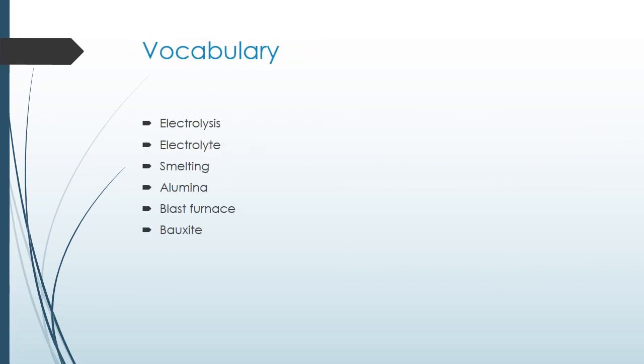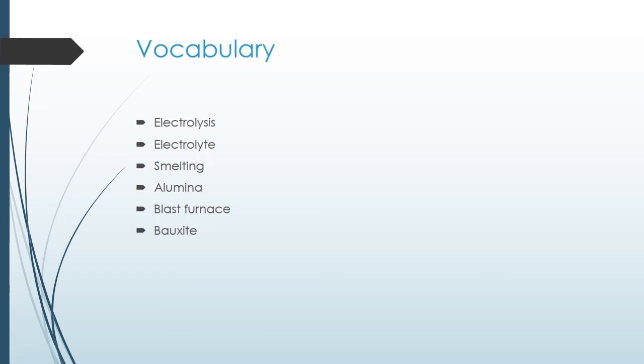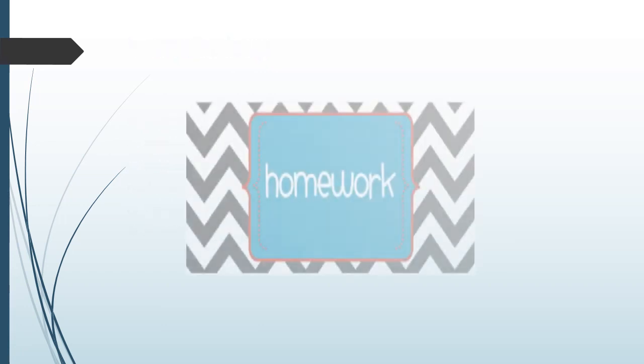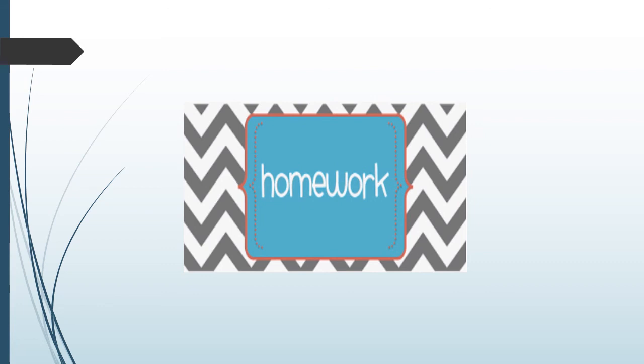Dear students, in today's lesson you have learnt some new words. You are required to find the meanings. Words are electrolysis, electrolyte, smelting, alumina, blast furnace, bauxite. Dear students, go through this video again for better understanding. Solve the attached worksheet to test your concept.